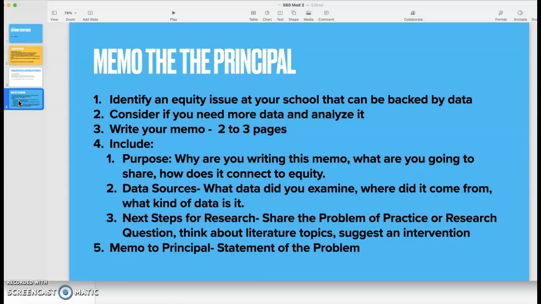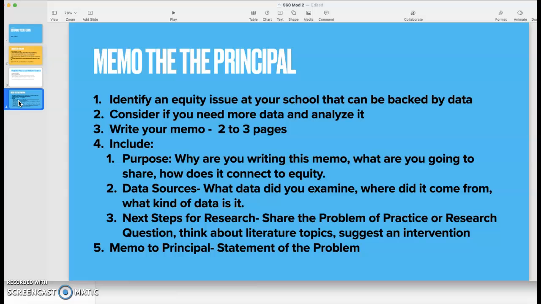Second, what is the data that you have to support it? And don't just explain the data, but also where did the data come from? That's important to know as well. That way we can know if we need to analyze that data more, or do we need to find more data? Also think about, is it qualitative data or quantitative data, or is it a mix?